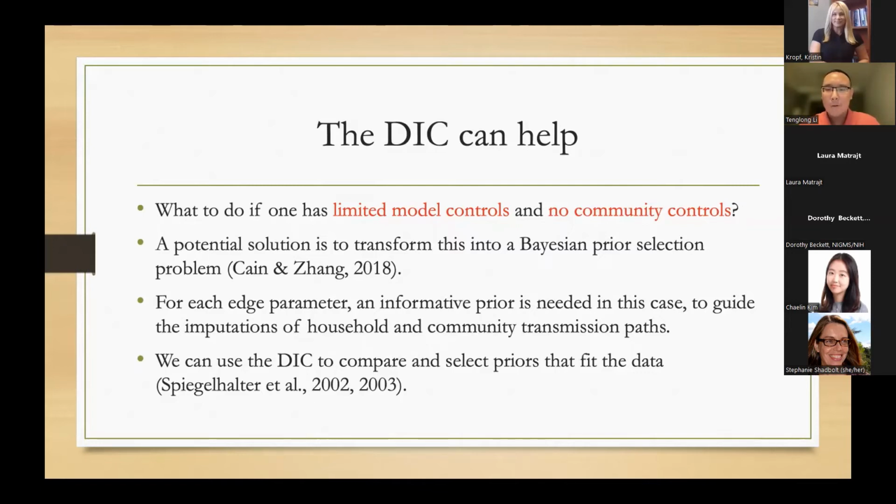Basically, for each edge parameter, as I showed you earlier, we're trying to build an informative prior for the parameter to guide the imputation of household transmission paths. And what we do is use the DIC to compare multiple different priors. Eventually, we're going to be able to select priors that fit the observed data well, and we'll then see how the results look.